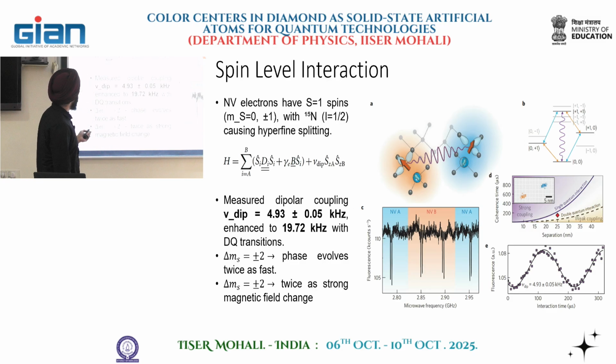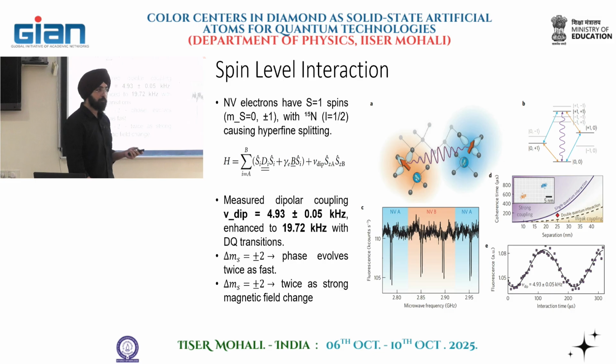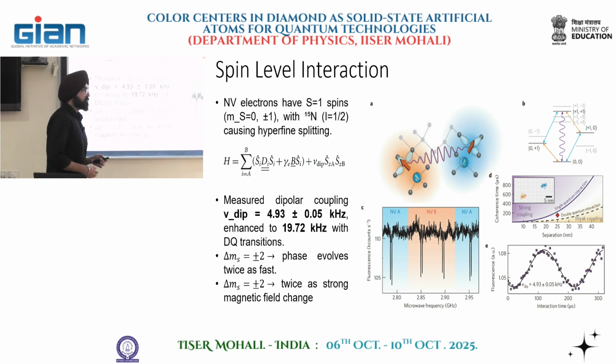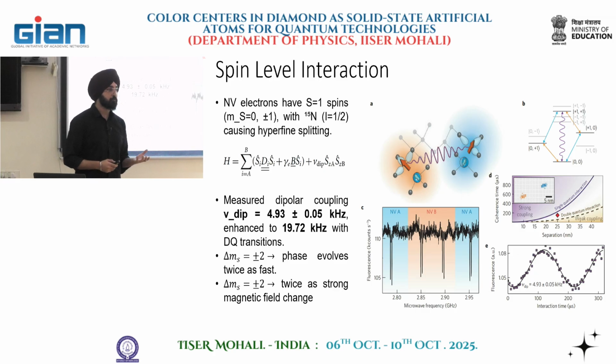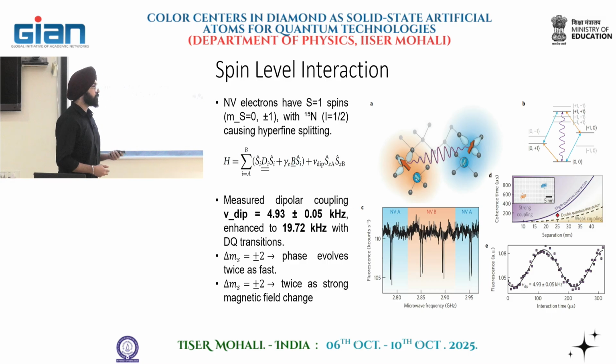Moving forward, the term here, nu dip, corresponds to the coupling constant of the dipole moments between the two electron spin states of the NV centers. Normally what happens is we have a transition between ms equals 0 and ms equals 1. We call it a single quantum transition. When a single quantum transition occurs in either of the NV centers, the coupling constant has a value of around 4.93 kilohertz. And to attain a strong coupling between two NV centers, we need this value to be more than the dephasing time, that is the T2 star value of the NV centers.